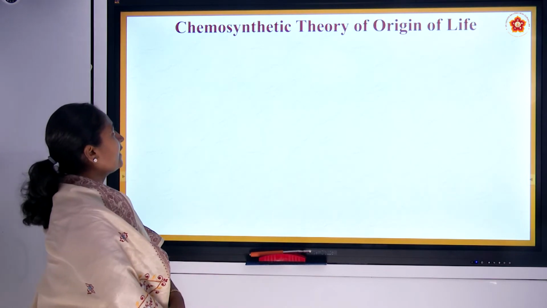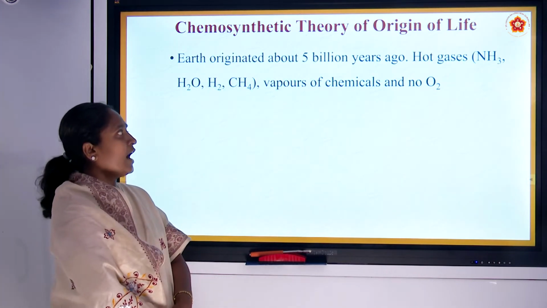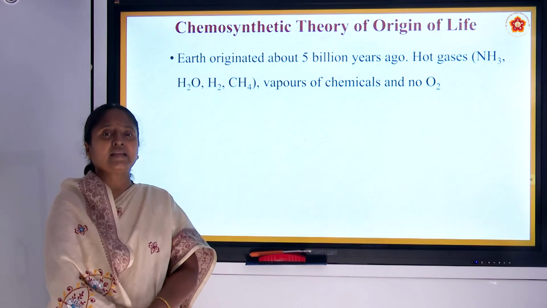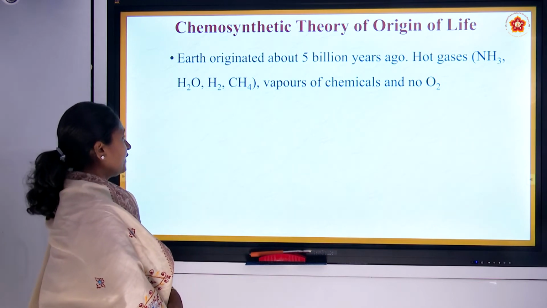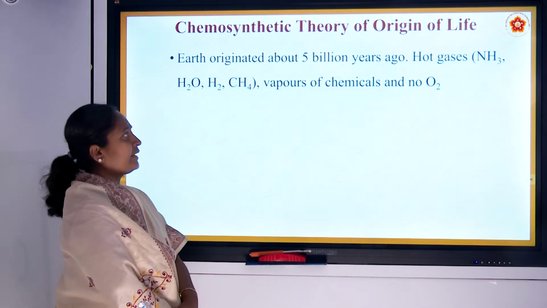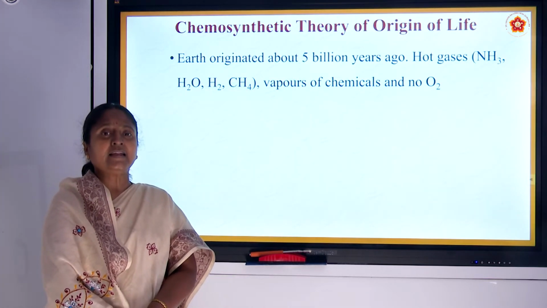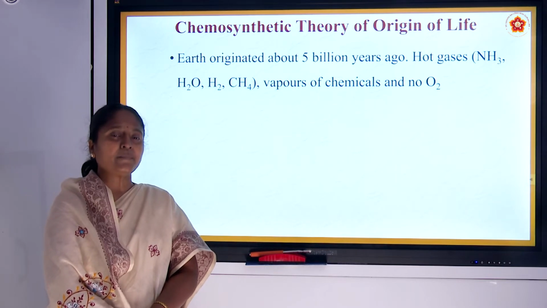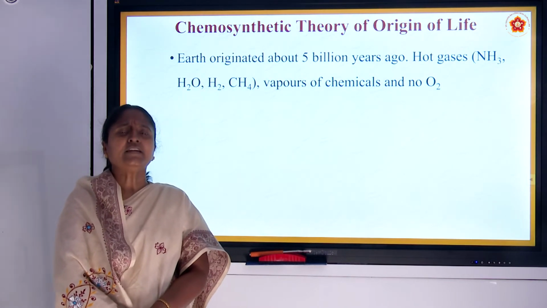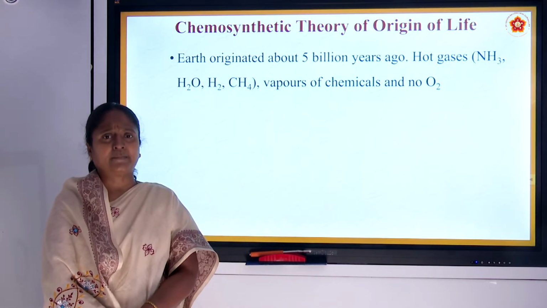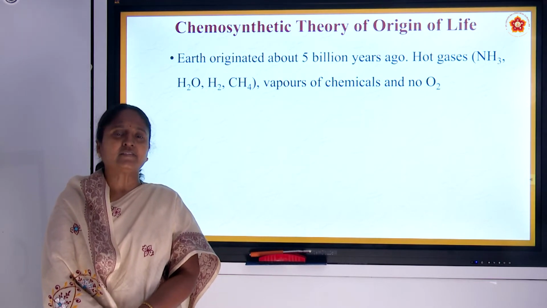So what is it telling in the chemosynthetic theory? The earth originated 5 billion years ago and it was very hot and like a gaseous planet. At that time it had ammonia, water vapor, hydrogen and methane. These are the 4 important compounds which were present in vapor form, especially water in its vapor form. The earth had many different kinds of gases at that time, and it had water, but water was not in the liquid form, it was in the gaseous form.